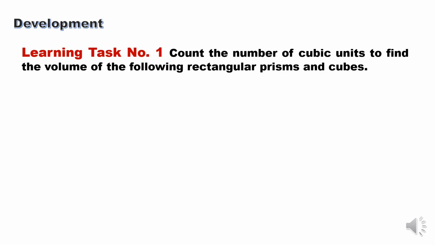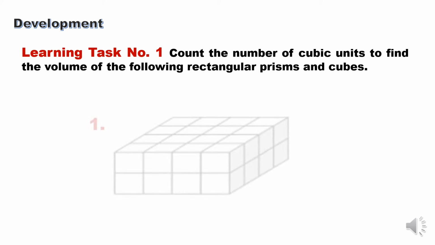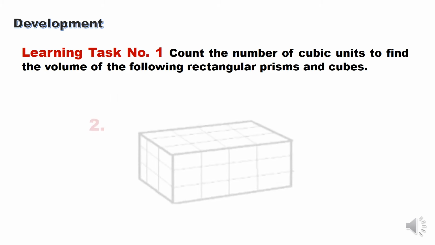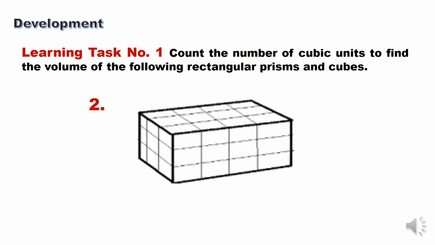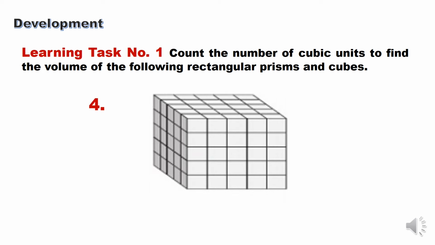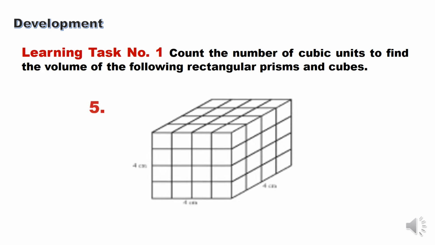Learning task number 1. Count the number of cubic units to find the volume of the following rectangular prisms and cubes. Number 1, let us count. So the volume is 32 cubic units. Number 2, let us count. So the volume is 36 cubic units. How about number 3? Can you count? Number 4 and number 5.